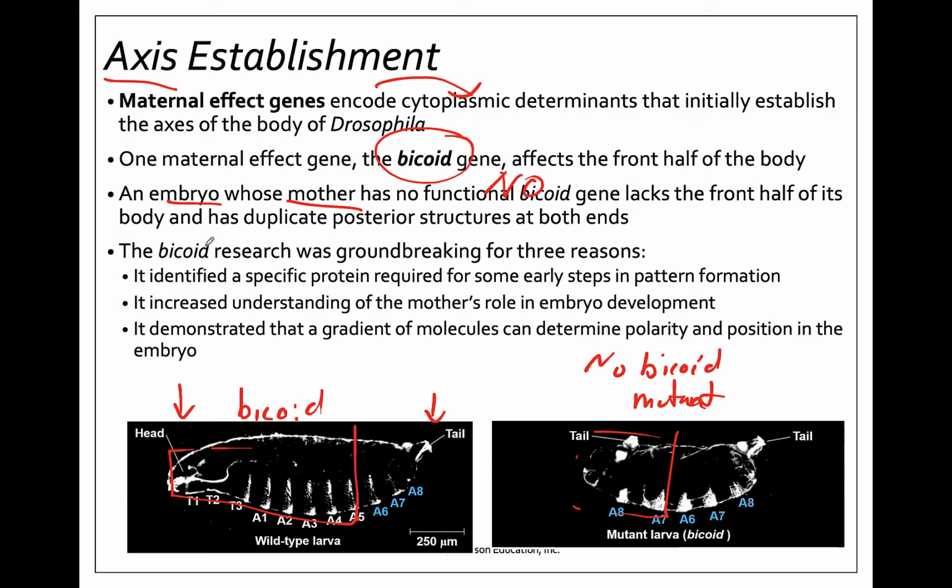The sperm doesn't bring a lot of stuff with it. The sperm really just brings its DNA. However, the mother has an egg, which has lots of cytoplasm and organelles, and so the mother has a lot of potential for affecting the development of the embryo by having just more available tools. And it demonstrated that the gradient of molecules in the cytoplasm, these determinants, can determine the polarity and position of the embryo, where if we changed the gradient of the bicoid protein, we would end up affecting the head position and tail position of these larvae.